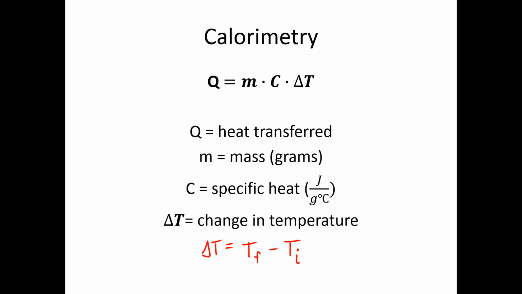So Q equals m times C times delta T. Q stands for the quantity of the heat that's transferred during a reaction, and sign is going to be important here. So you want to think about is heat being gained or is heat being lost. M is going to be the mass in grams. C is the specific heat. The units are in joules per gram degree Celsius. You might see them sometimes given in joules per gram degree Kelvin.